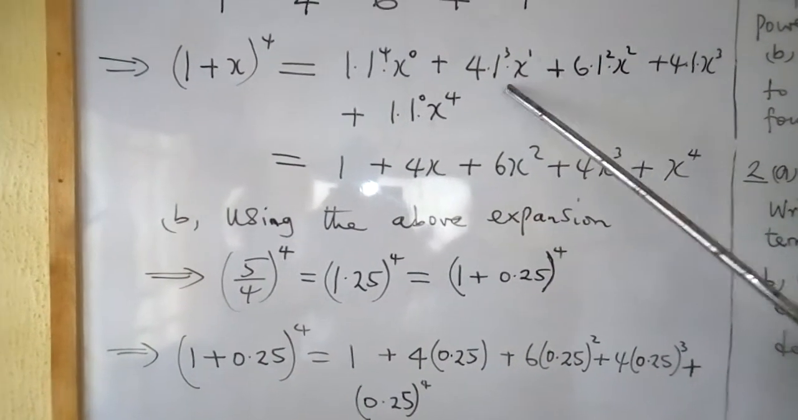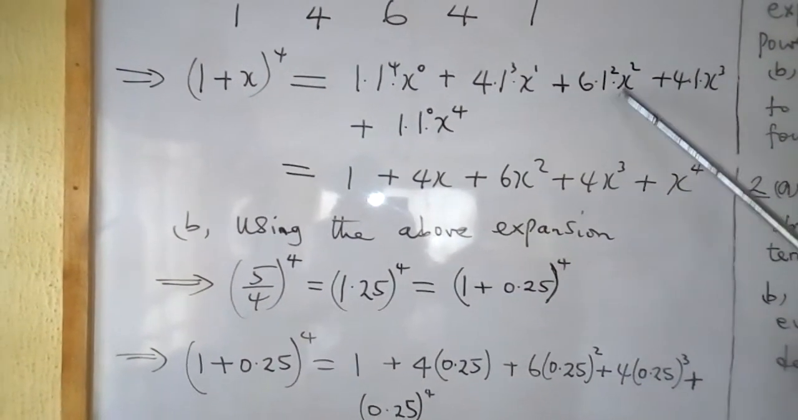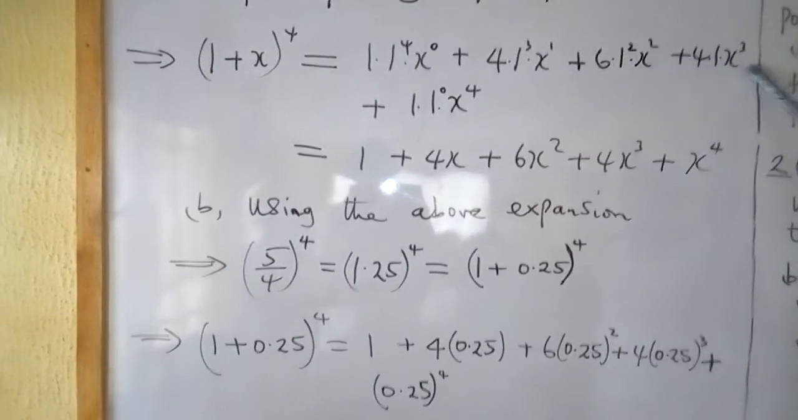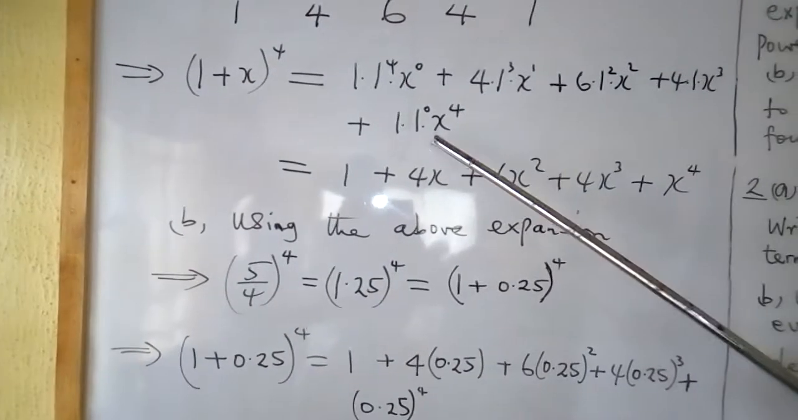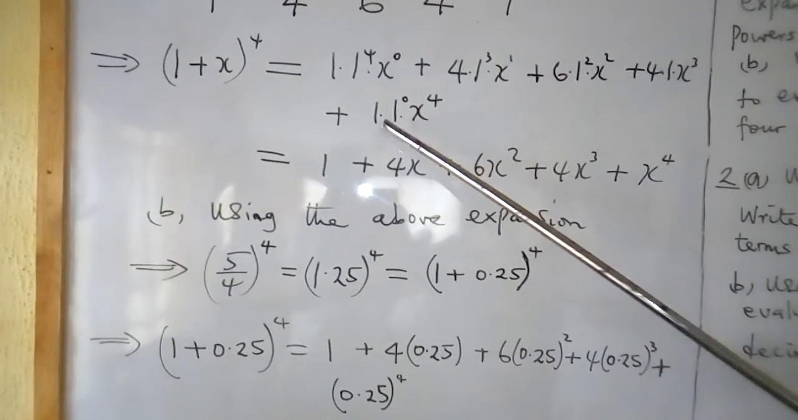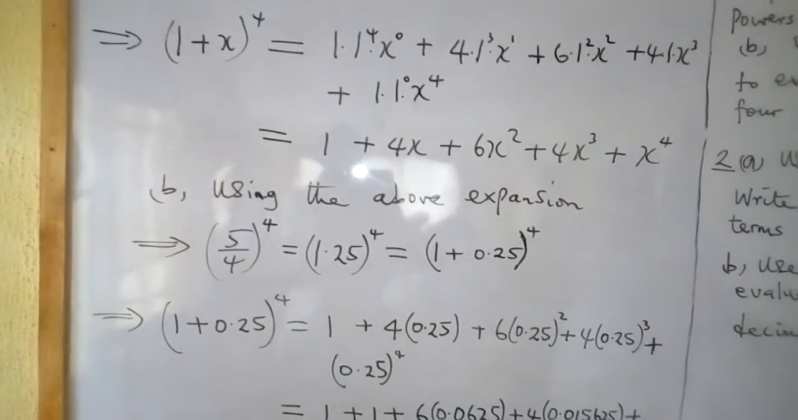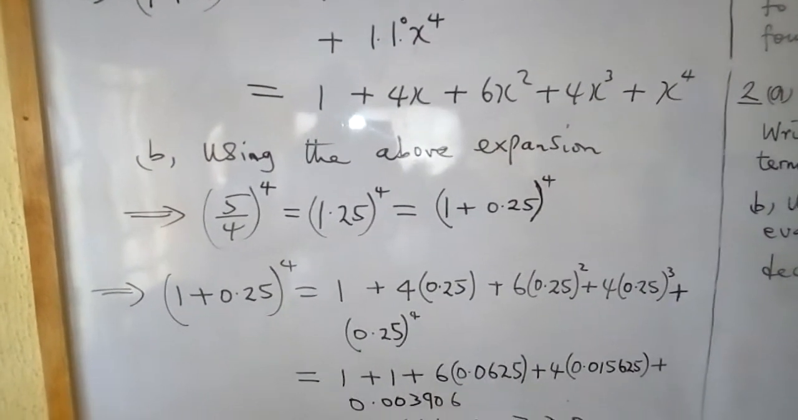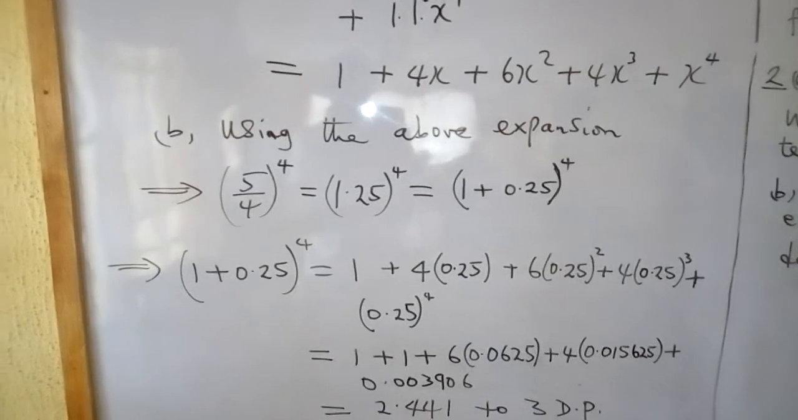4 times 1 times s is 4s. 6 times 1 times s squared is 6s squared. 4 times 1 times s cubed is 4s cubed. 1 raised to power 0 is 1. 1 times 1 times s to power 4 is s raised to power 4. That is the complete expansion of 1 plus s raised to power 4 using Pascal's triangle.